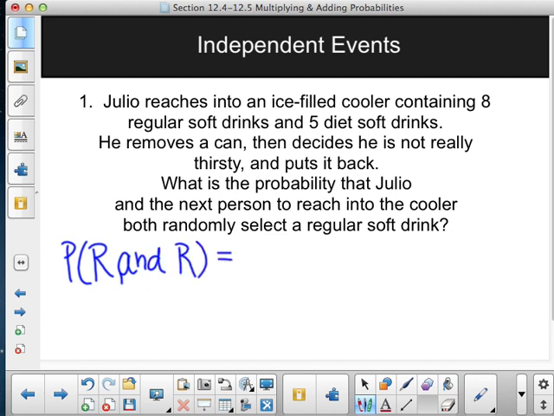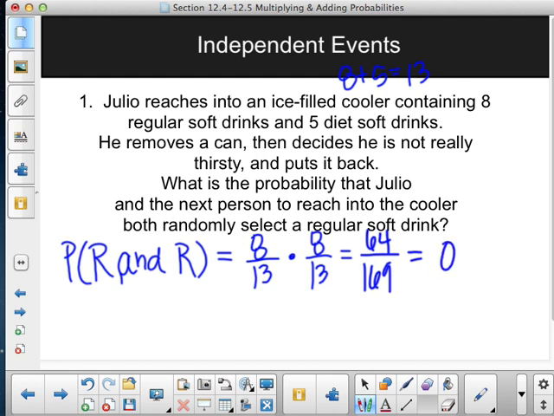So what I would do is say, to get a regular soft drink, there are 8 regular and 5 diet for a total of 13. There are 8 regular, so it's 8 out of 13. And then multiply by, to get another regular, 8 out of 13 again, because it's one after the other. So 8 times 8 is 64, 13 times 13 is 169. And if you were to divide those, you get 0.379. I will take either fraction or decimal form as long as it is the reduced fraction.